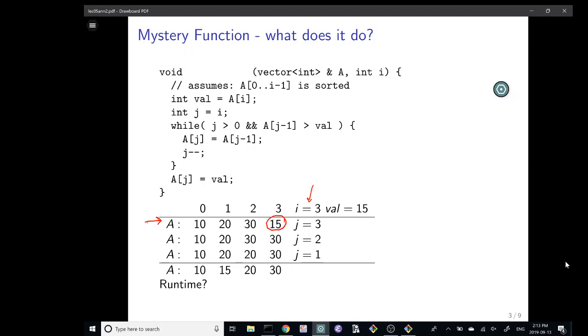And what does it do? Well, it checks whether j is 0. It's not. Then it says, is A of j minus 1, so is this guy, bigger or smaller than val? If it's bigger than val, which it is, 30 is bigger than 15, right? This is 15, this is val. 30 is bigger than 15, then what does it do? It copies A of j minus 1 into A of j. So it's moving this here.